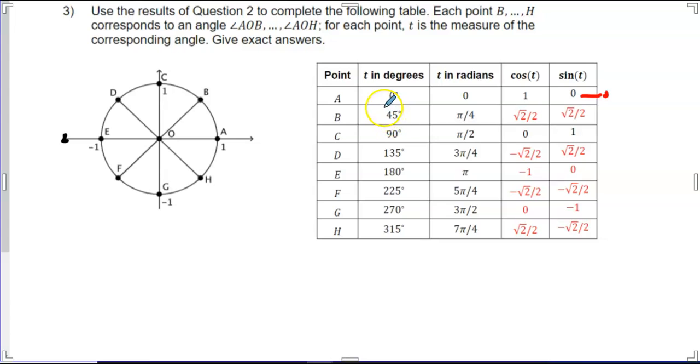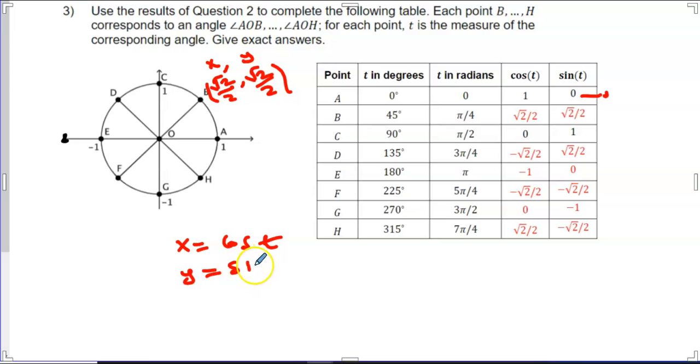And so let's go to the 45 degrees and pi on 4, which we already know. We have calculated that to be square root of 2 over 2 and the square root of 2 over 2 at this point B. Now you must remember that this is x and that is y. And x is always equal to the cosine of t, and y is equal to the sine of t. 90 degrees has been computed, so let's move to D.